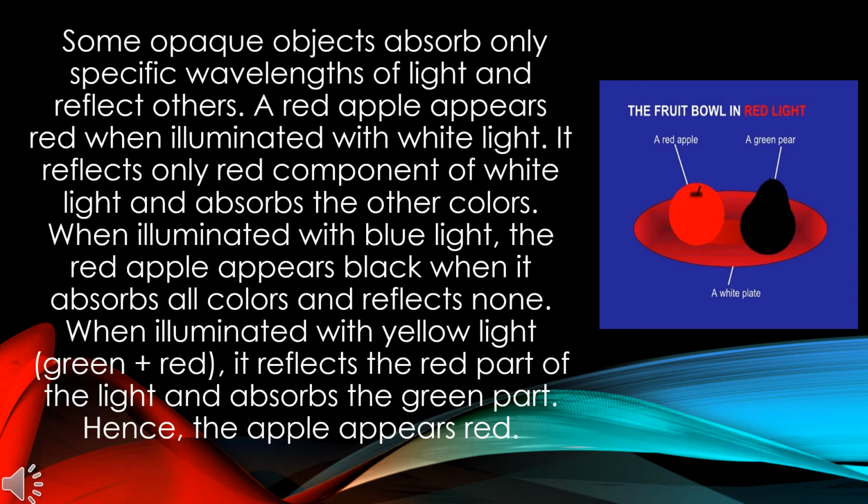When illuminated with blue light, the red apple appears black, because it absorbs all colors and reflects none. When illuminated with yellow light, which is green and red, it reflects the red part of the light and absorbs the green part. Hence, the apple appears red.